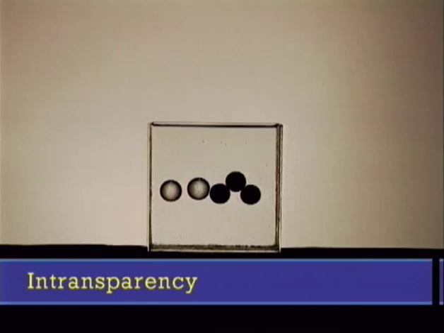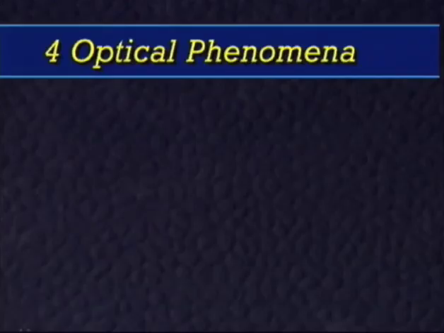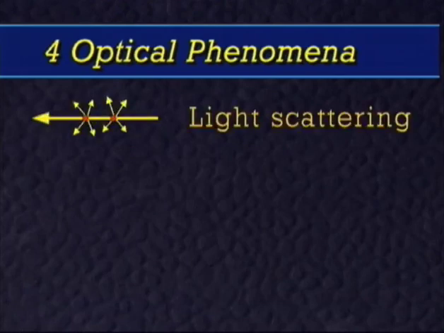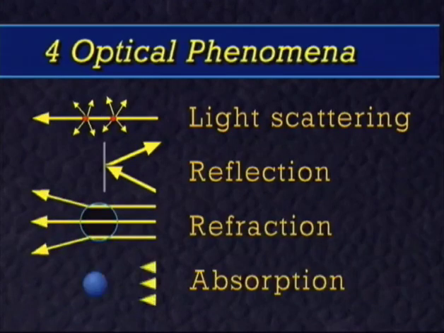And for the evaluation of the degree of a localized intransparency, the absorption of light coming from the back is examined. This is shown here by black balls in the cube which prevent the light from the background from reaching our eyes. So 4 optical phenomena can be used for the examination of transparent media: light scattering, reflection, refraction, and absorption.